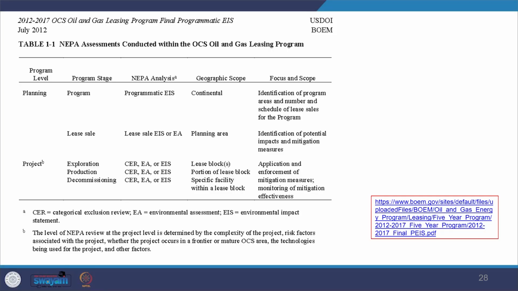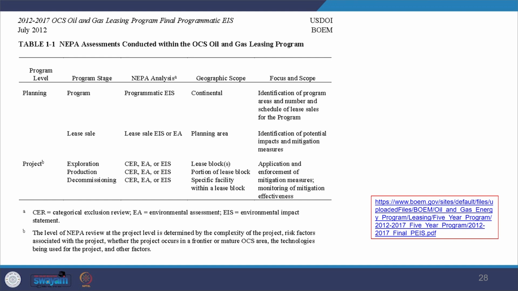So here we can see how they are looking at what kind of assessment will be taken care of within the program. You can see the program level, certain planning level and projects, and the program stage program, then they would also have certain leasing. Then within project they would be undertaking exploration, production, and decommissioning.